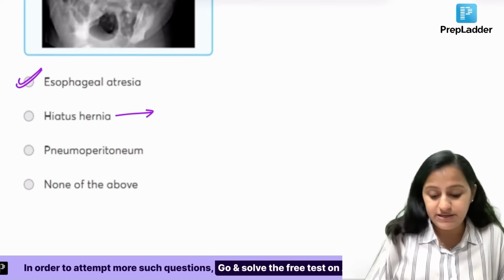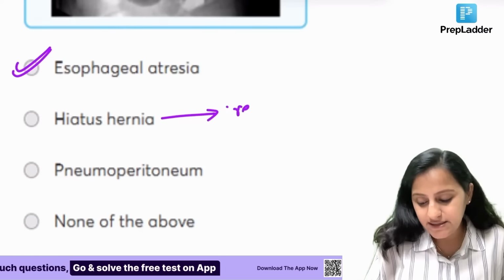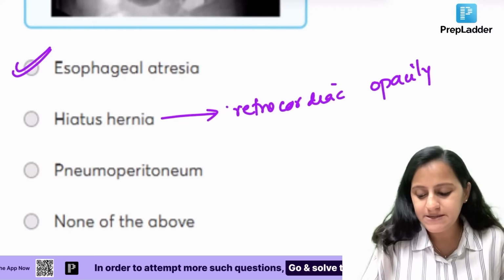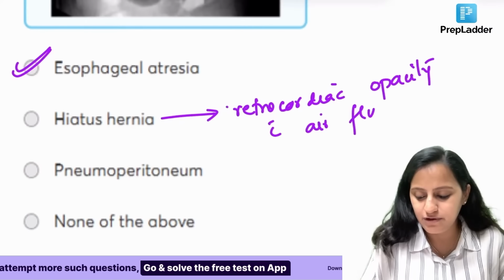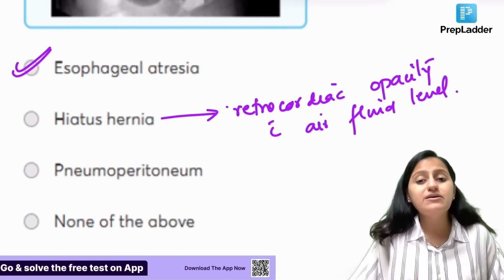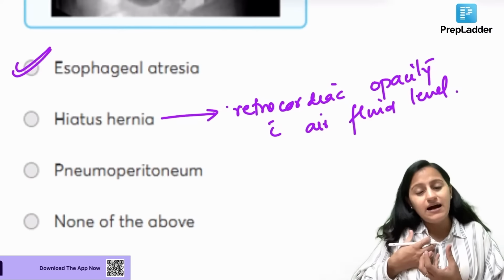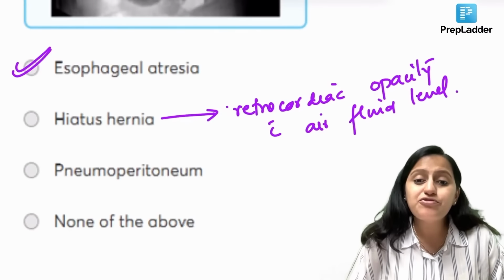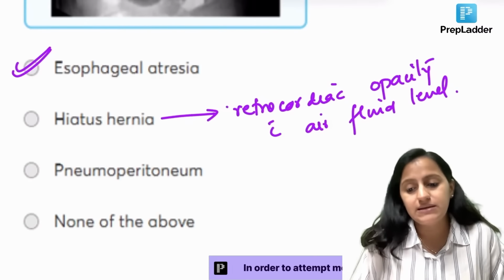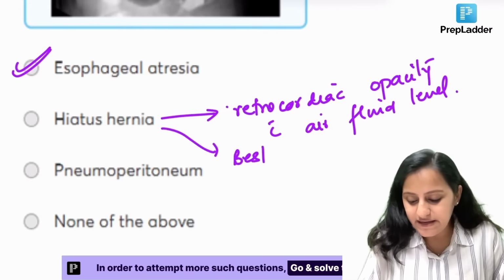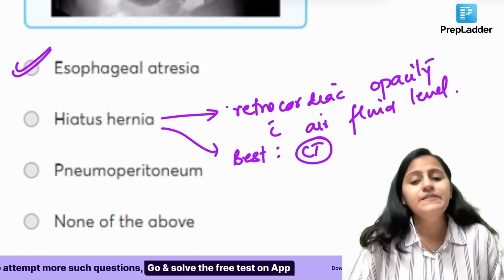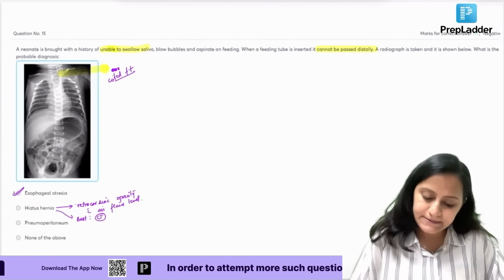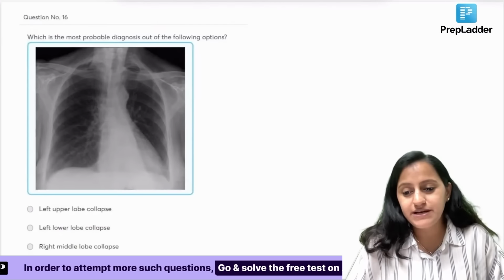Very good, absolutely right. So shadow behind the heart, classically they will give you a retrocardiac opacity with air fluid level. The stomach which is herniating up behind the heart, so retrocardiac, it will have the air and it will have the fluid. So there is going to be retrocardiac opacity with air fluid level. Best for hiatus hernia is not an x-ray, it's a CT scan that will show you the hiatus hernia very well. Okay, let's go to the next one.